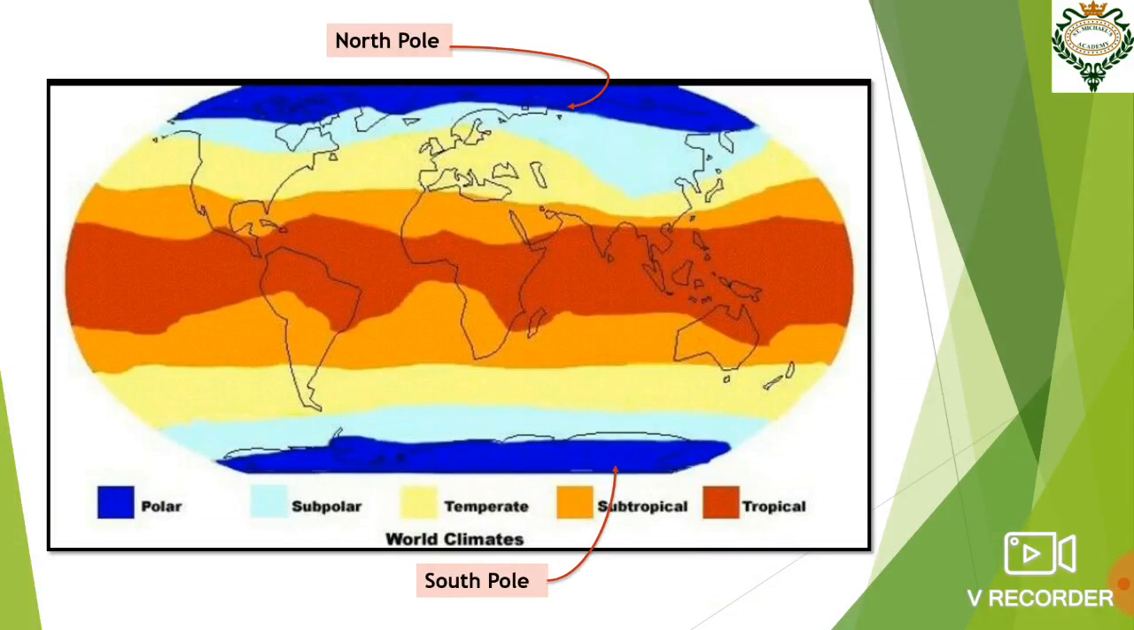Now, the polar regions about which we are going to learn today fall in these frigid zones. As there are two poles, that is North Pole and South Pole, there are two frigid zones too. One is the North Frigid Zone, that is in the Northern Hemisphere, and the other is the South Frigid Zone, that is in the Southern Hemisphere.